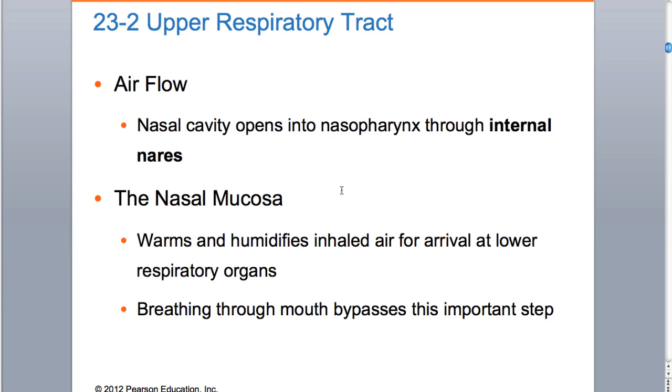This slide again is a summary of what we've already said. Notice that the author says the same thing down here. Breathing through the mouth will bypass this important step. That is always a good idea to breathe through the nose, not the mouth. Again, what will the nose do? Warms, filters, moistens the air along with the sense of smell.